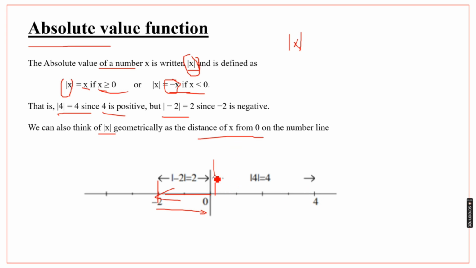And let's look from here. When we take the distance from 0 to negative 4 and from 4 to 0, the value is equal. Yes, it is 4. This is what absolute value means. It is the distance of x from 0.